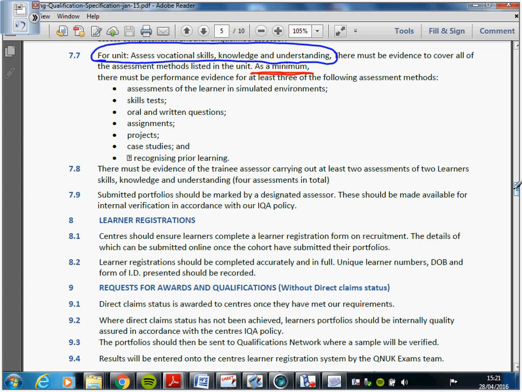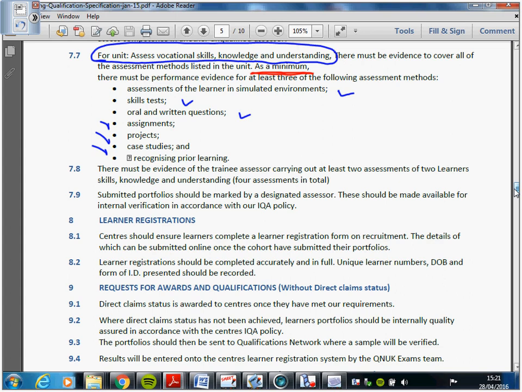So, in Unit 3, when you are assessing your learners, you must choose 1, 2, 3 as a minimum. You can exceed, do more, or you can go for assignments, projects, case studies as a minimum. Or you can choose a combination of these. So what do we mean by this?